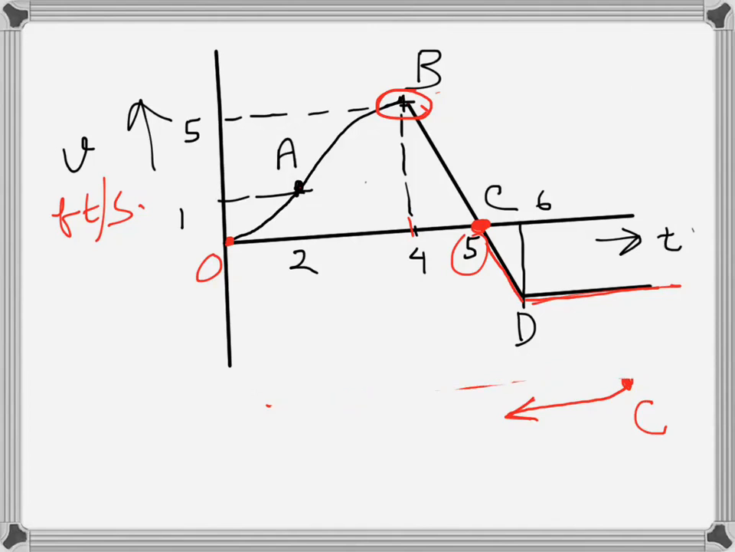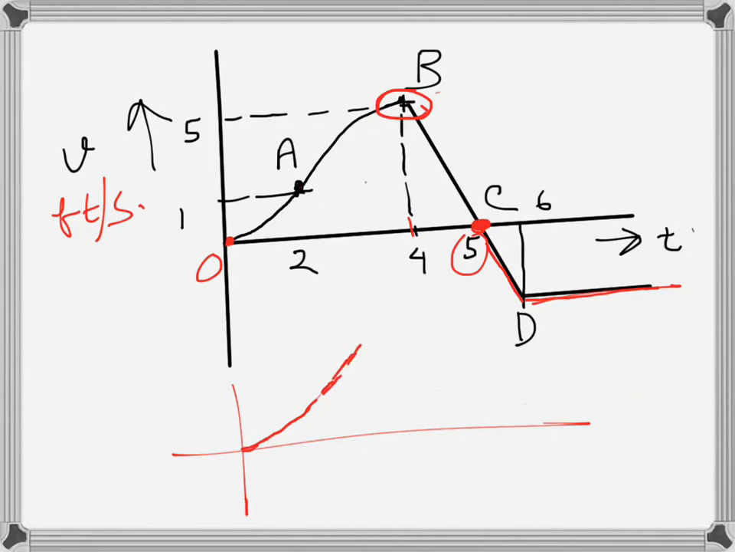Now about plotting the displacement graph, I will just draw it qualitatively. We can see that from 0 to A, the velocity is increasing, so the displacement is also increasing there. And say this one is B. From B to C, this portion here, the velocity is decreasing, so the displacement increase will not be as much as before.